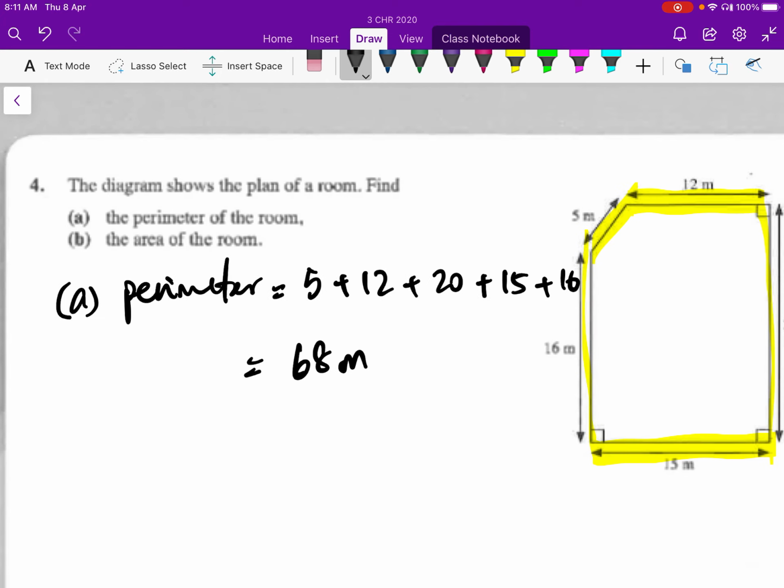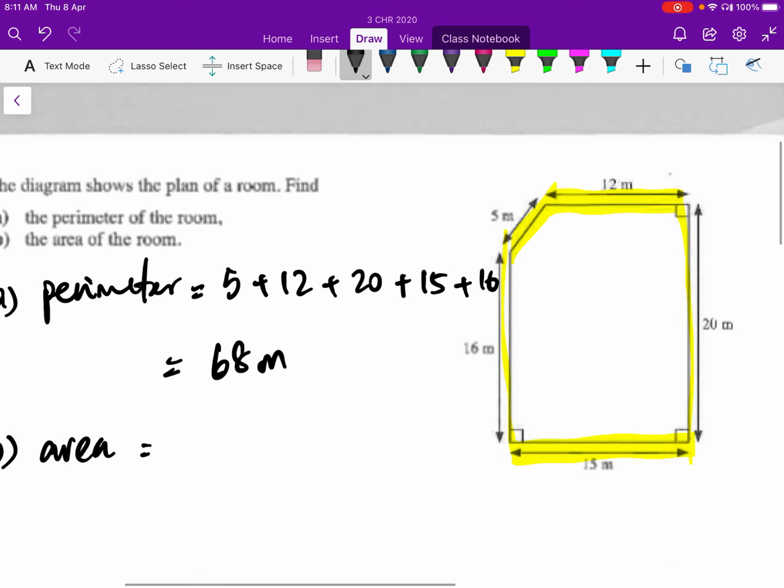Okay, next, to find the area of the room. So part B, area. Okay, how will you do this? I'll give you some time to think. You divide it this way. Most people do. Okay, can.